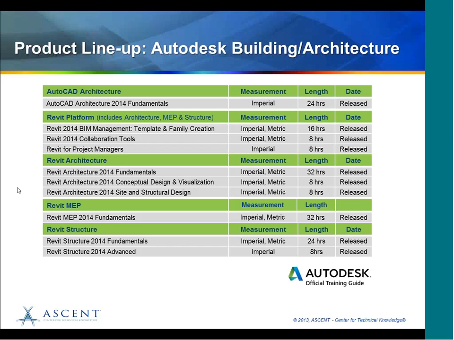Now, as I mentioned, this was just kind of the beginning of what you can find in the ASCENT training guides. I just want to go over some of the ones that are available in the Autodesk Building and Architecture arena. We do have AutoCAD Architecture, and that is an Imperial book, and it is released. But in the Revit area, we have a lot of training guides. First of all, we do have our Revit Architecture Fundamentals, which is what this particular webcast came from, and that's both in Imperial and metric.